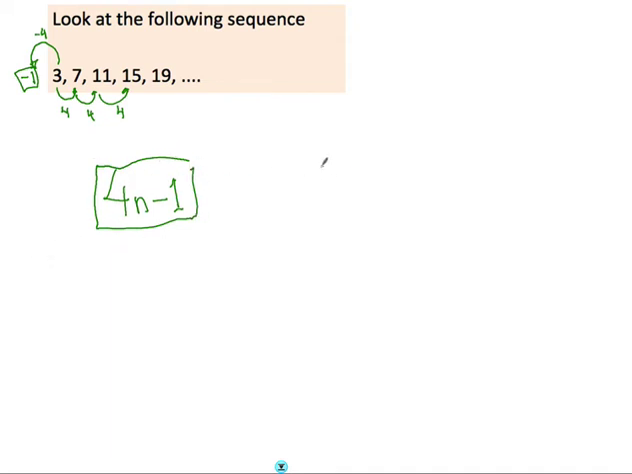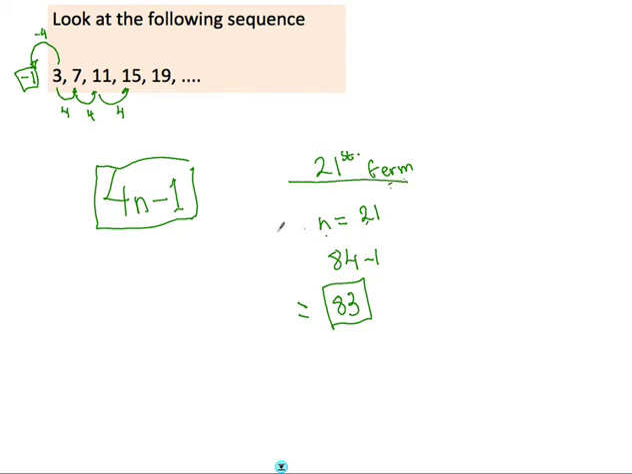If they ask you to work out the 21st term, all we have to do is write down n equals 21. So 4 times 21 is 84. But then remember to take away 1. So the 21st term is just going to be 83. So the 21st term, substitute n equals 21 in here, and you get 83.